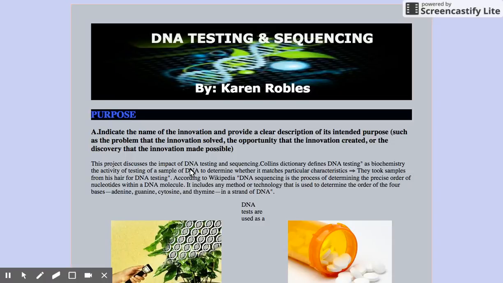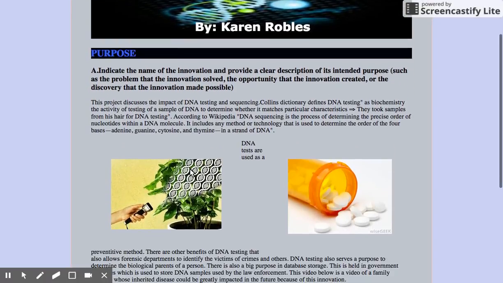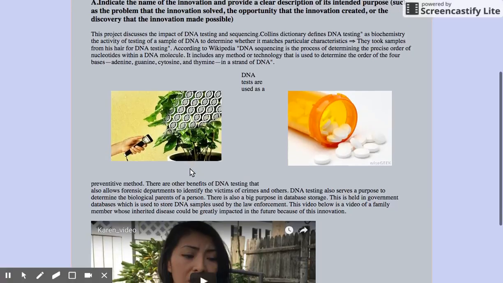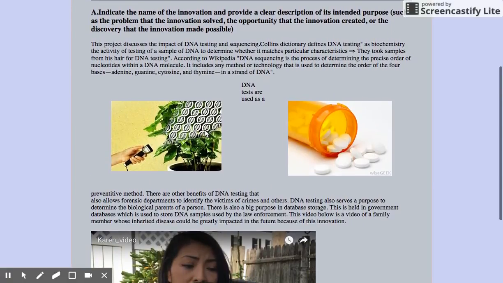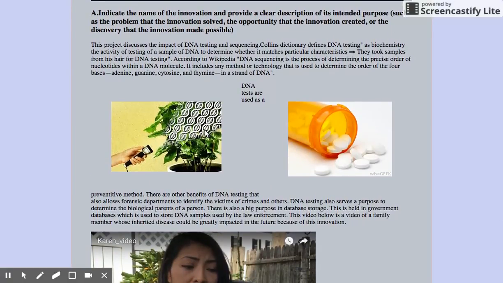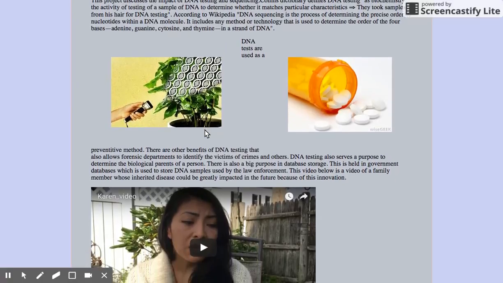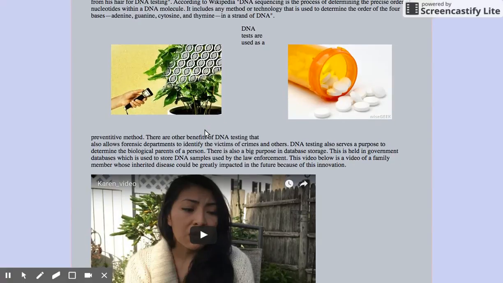I will go through each page here describing briefly impacts of this innovation as well as how it has impacted society as well as many other topics. So what this innovation is, according to Collins Dictionary, DNA testing is defined as biochemistry and the activity of testing a sample of DNA to determine whether it matches particular characteristics. And according to Wikipedia, DNA sequencing is the process of determining the precise order of nucleotides within a DNA molecule.